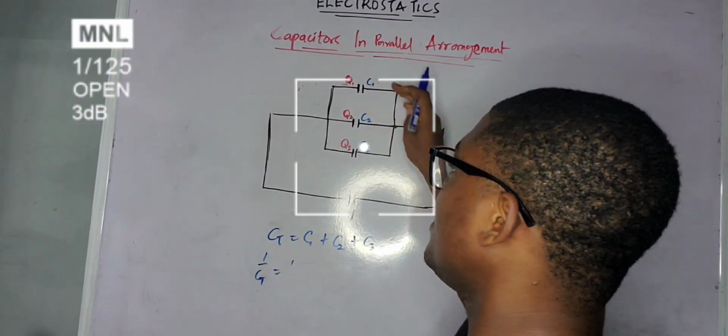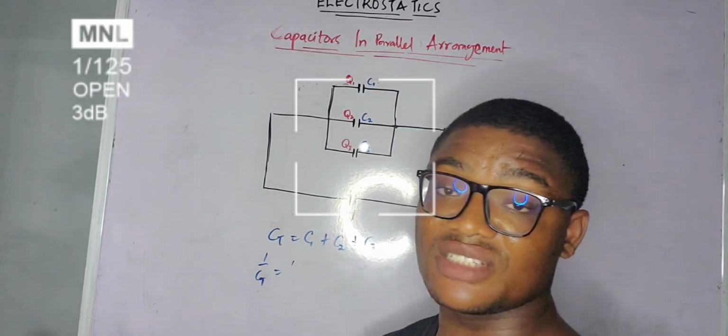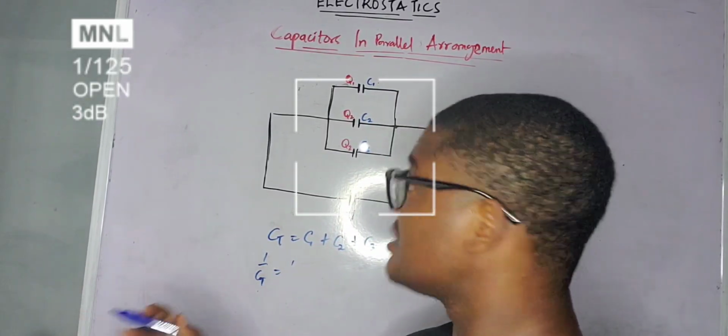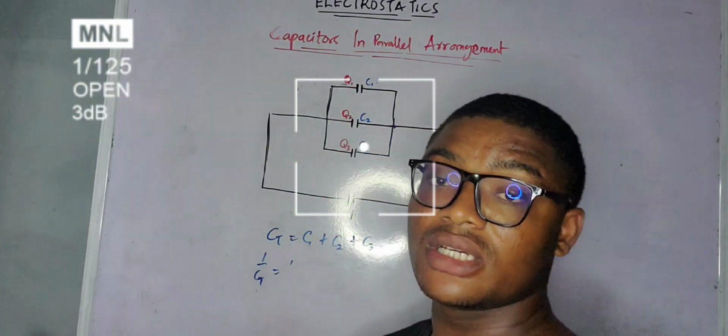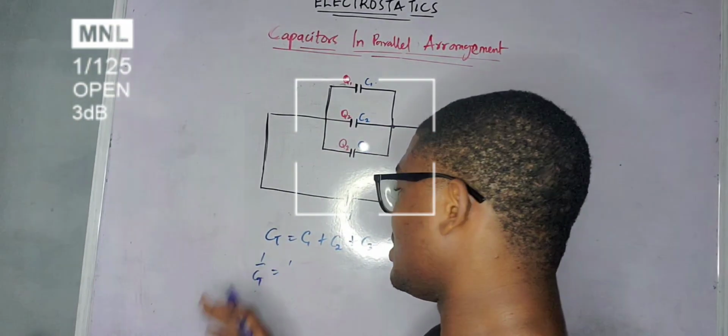And for the formula for finding the total capacitance in series arrangement, 1 over CT equals 1 over C1 plus 1 over C2 plus 1 over C3. And in parallel arrangement, C total equals C1 plus C2 plus C3. Then you are going to get your total arrangement.